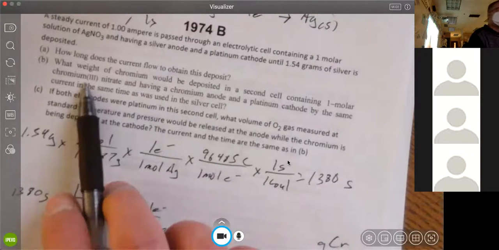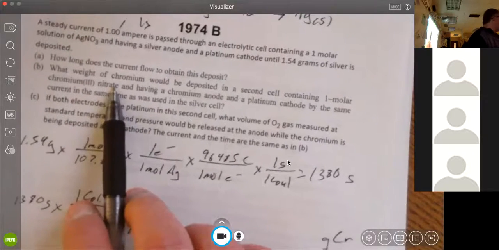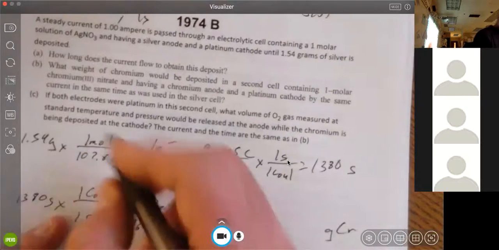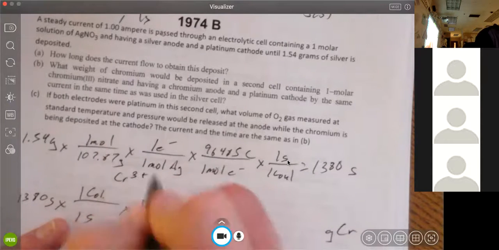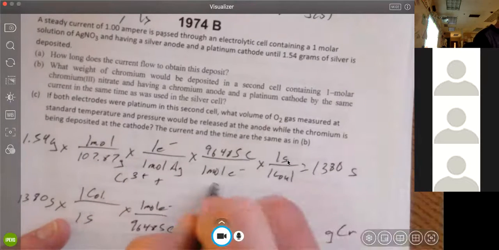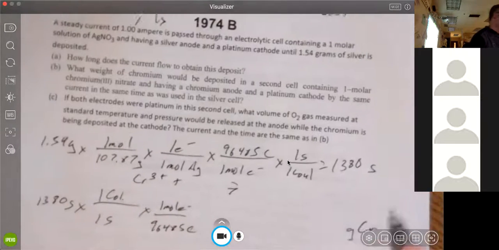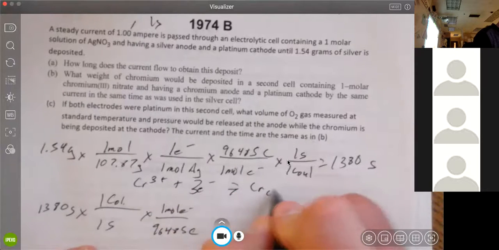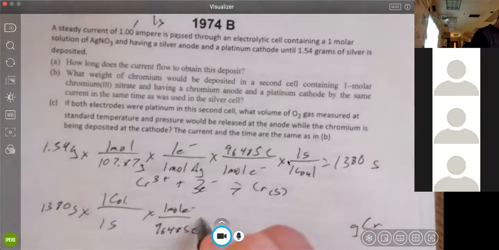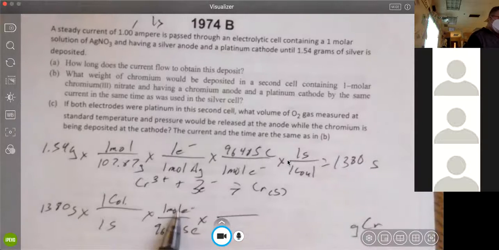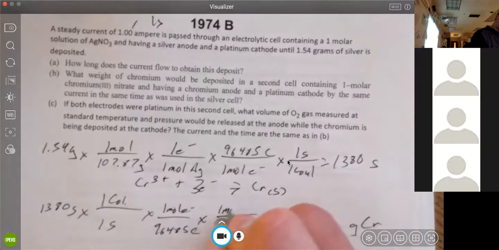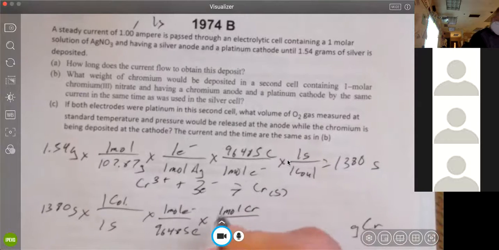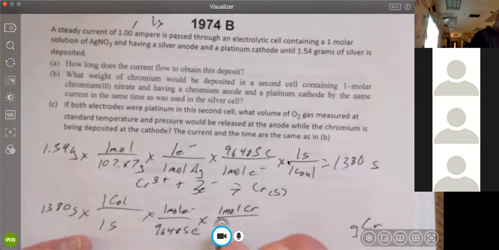Yeah, it's chromium 3 nitrate, right? So that means we have Cr3+. How many electrons do we need for that? 3. That will give us Cr solid. So that means that here, for every 1 mole of chromium, we actually need what? 3 moles of the electrons.